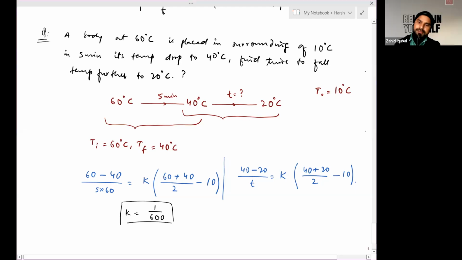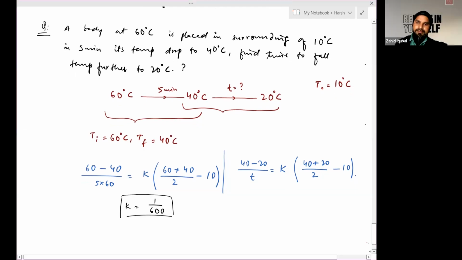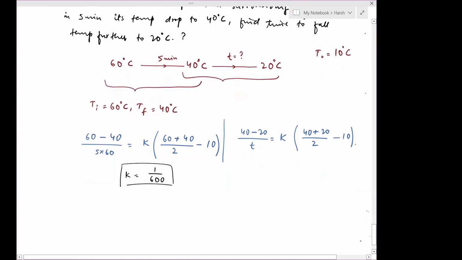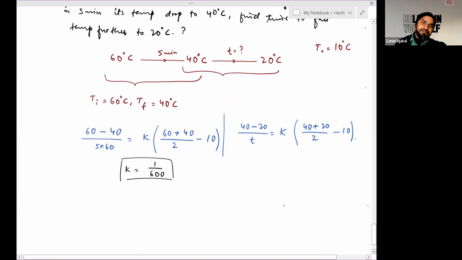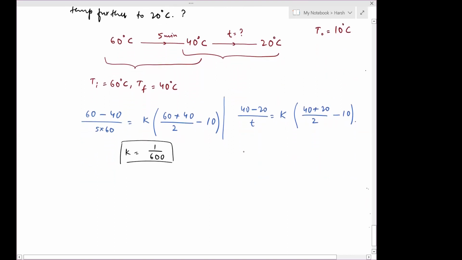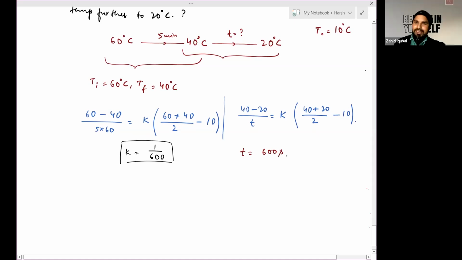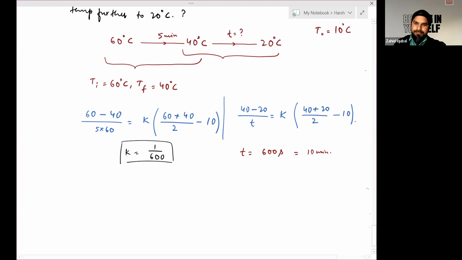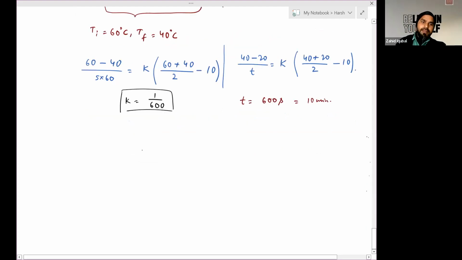Harsh, did you get any answer? Sir, I'm getting T equals 600. Good. Is that correct? Yeah. Okay, so T equals 600 seconds. If you convert into minutes, it will be 10 minutes. Yes, sir.